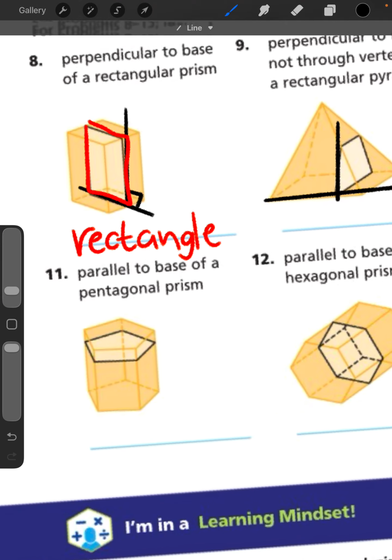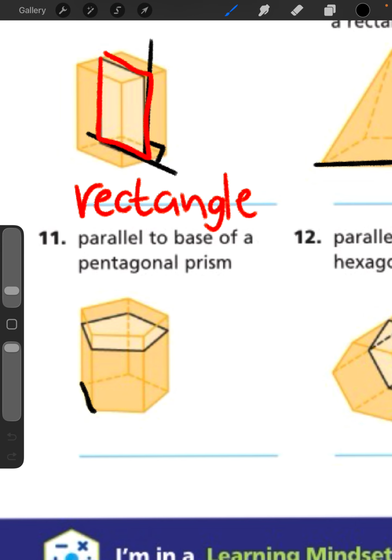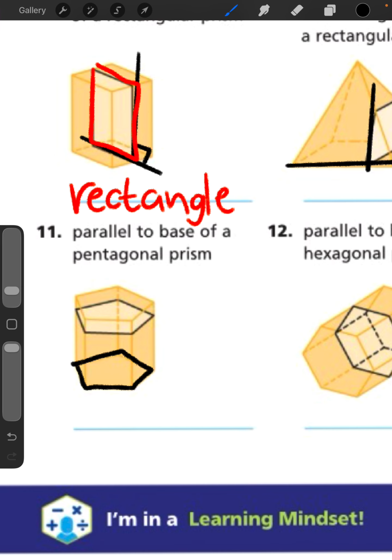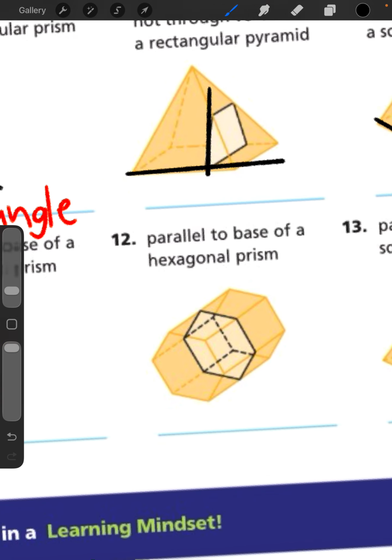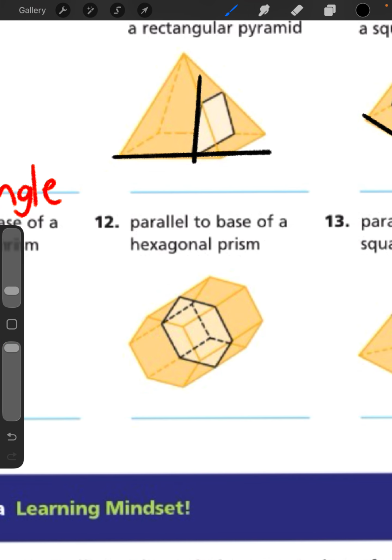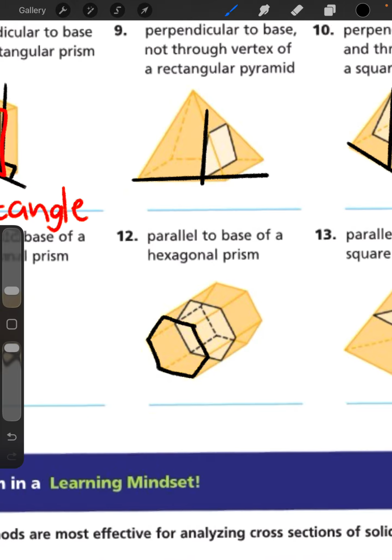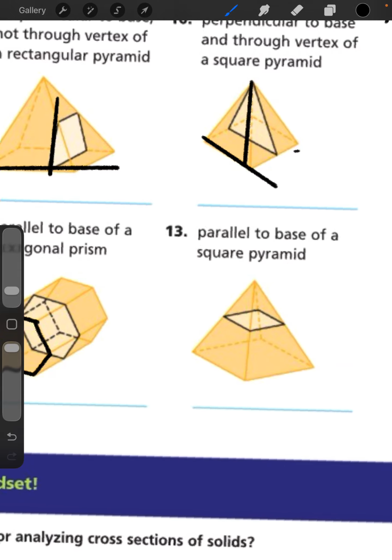Okay, and so now you see we're cutting parallel to the base. So this is our base. And if I cut the same shape up here, are they ever going to meet? No. So go ahead and tell me what shape that is. Same thing here. It's parallel to the base. And this one you can see a little bit better. This is our base, and then behind it we have another slice that mimics the base, right? Go ahead and tell me what shape that is.